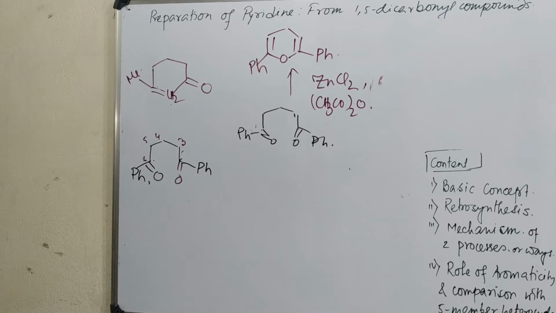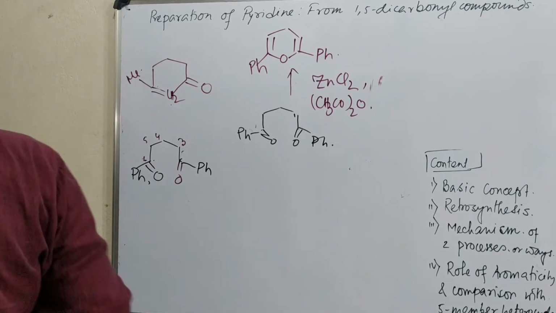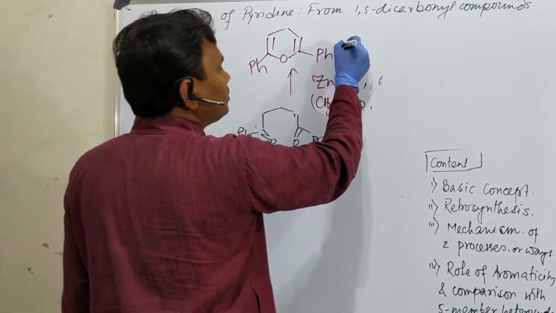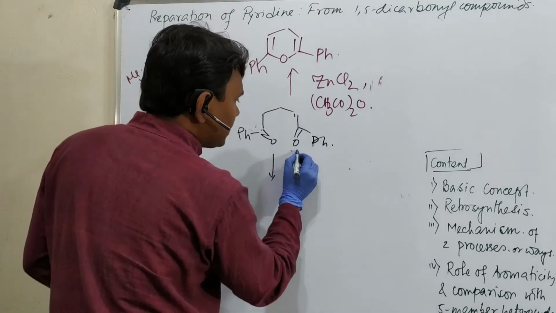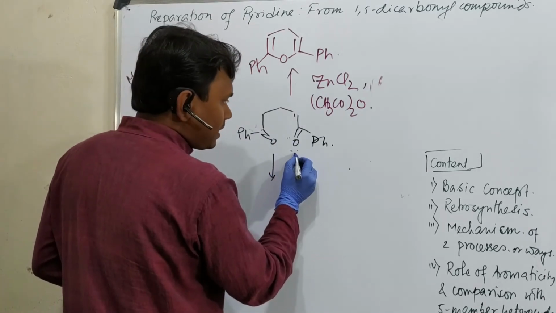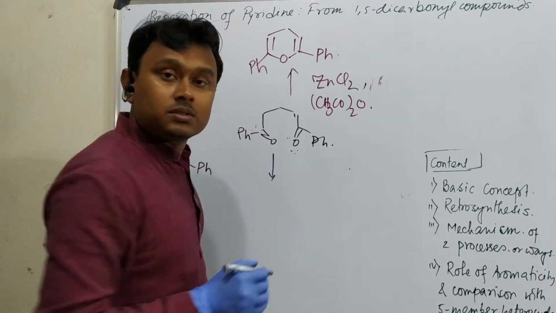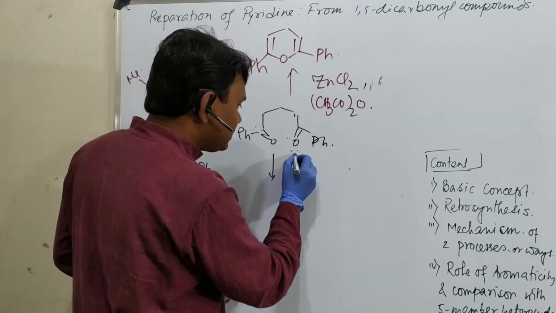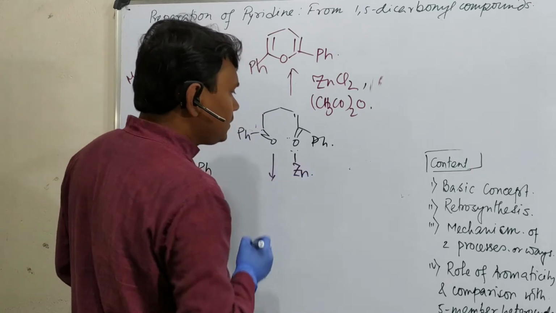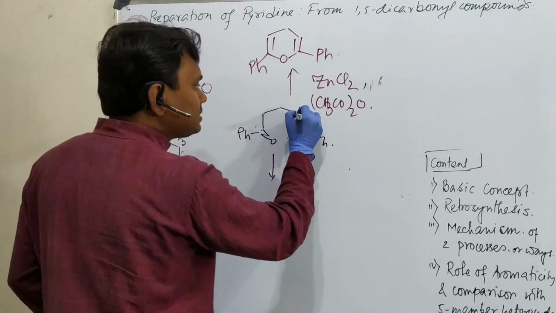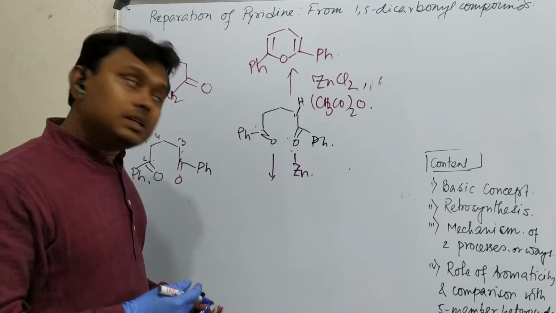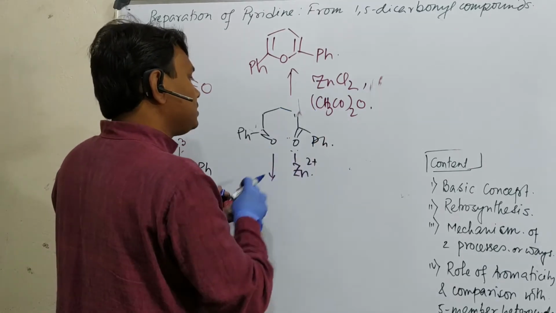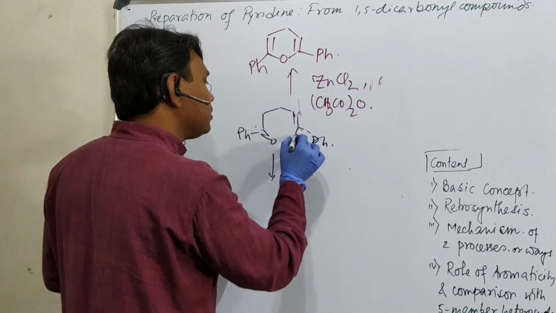But our target was what? Our target was to prepare pyridine, not this molecule, but that could be done. How? Let me show you the mechanism of this process. First of all, this can coordinate to zinc chloride. If it coordinates to zinc chloride, then the acidity of this hydrogen is expected to increase. Actually Zn2+, so there is a high chance that this will convert into the corresponding enol.